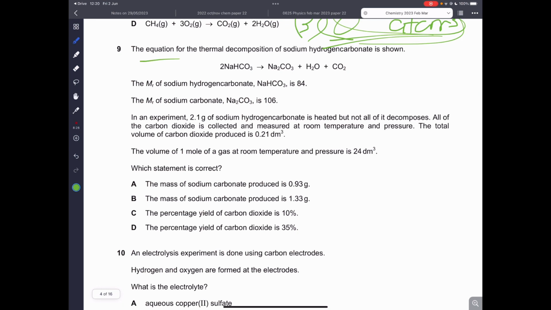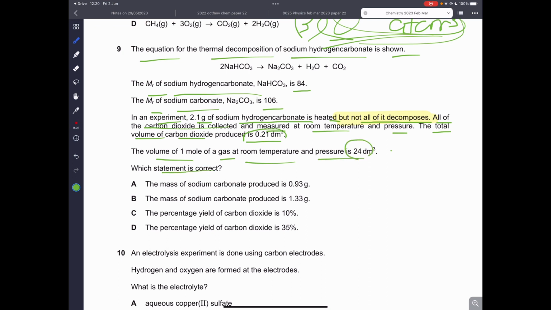Question number 9. The equation for the thermal decomposition of sodium hydrogen carbonate is shown. The Mr of sodium hydrogen carbonate is 84. The Mr of sodium carbonate is 106. In the experiment, 2.1 gram of sodium hydrogen carbonate is heated, but not all of it decomposes. Remember, this is a very important point. Not all of it decomposes. All of the carbon dioxide is collected and measured at room temperature and pressure. The total volume of carbon dioxide produced is 0.21 dm cubed. The volume of 1 mole of gas at room temperature and pressure is 2.4 dm cubed. Which statement is correct?